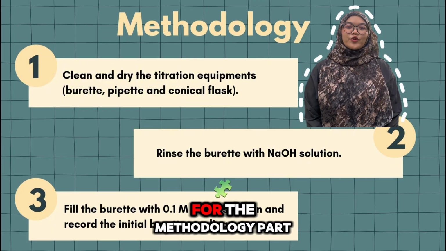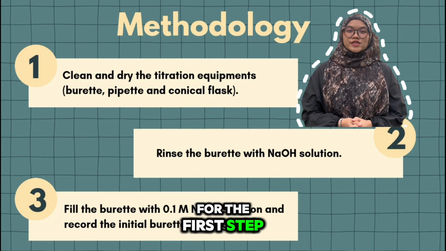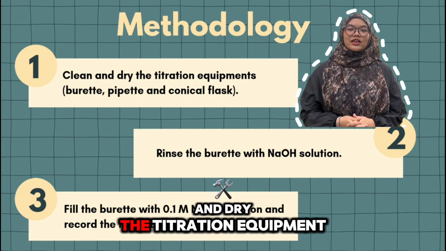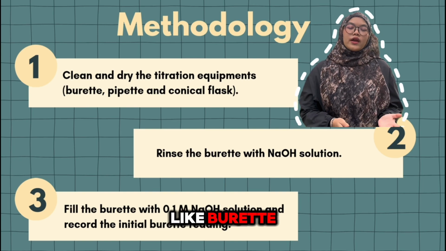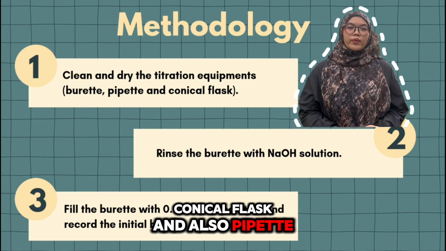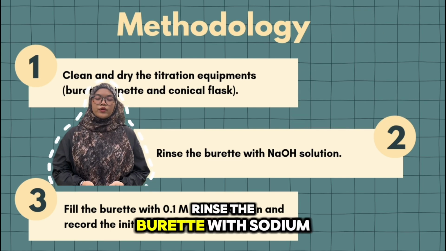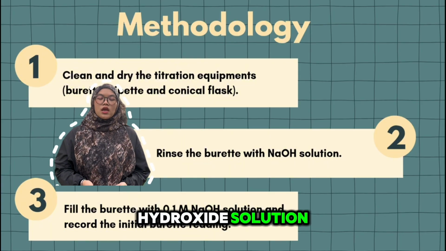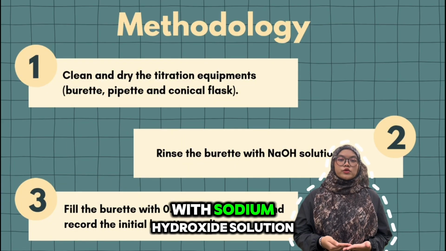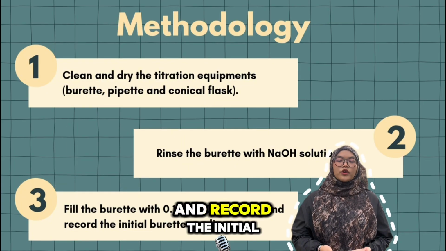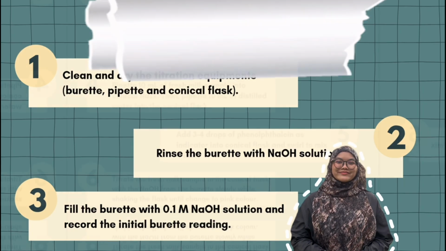Now we're moving on to the methodology part. For the first step, we need to clean and dry the titration equipment like burette, conical flask, and also pipette. Then we need to rinse the burette with sodium hydroxide solution and fill the burette with sodium hydroxide solution and record the initial burette reading.